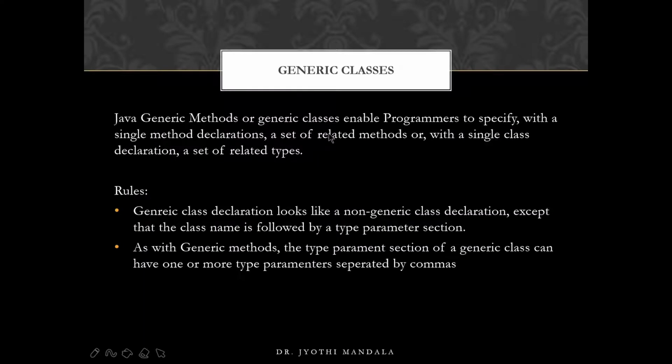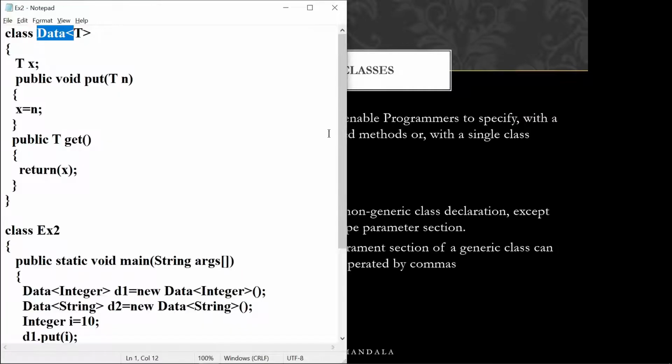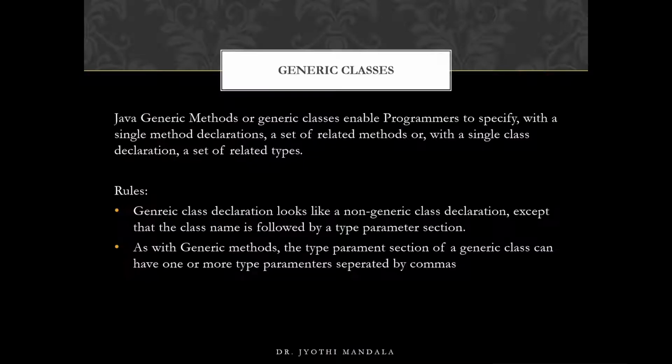Now the second rule is, as with generic methods, for the generic class also we can have one or more type parameters separated by commas. What do I mean by that? We have already learned this in the generic method. It is not that we can have only one placeholder here. You can have another placeholder according to your requirements. Simply separate them by commas and place as many placeholders as your application requires. That is what is mentioned here: as with generic methods, the type parameter section of the generic class can also have one or more type parameters, separated by commas.